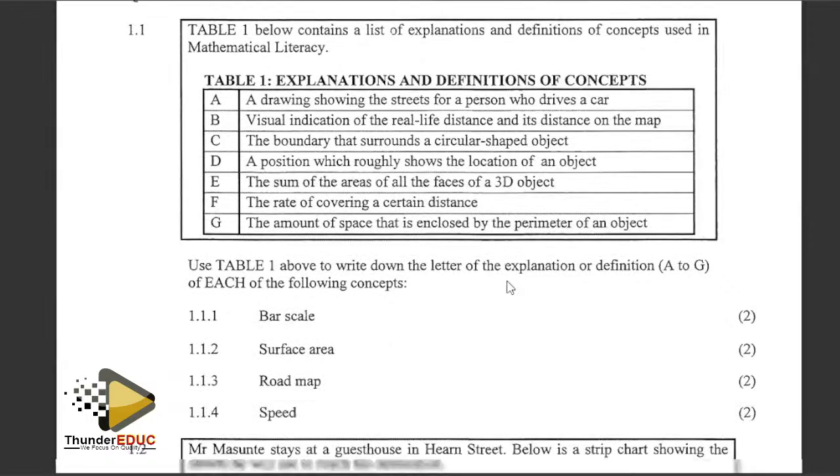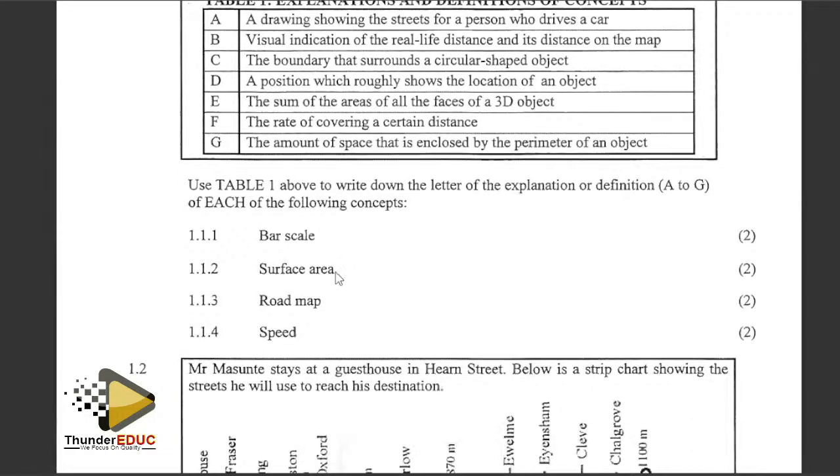All right, let's go there. Of the definitions up, which one represents the concept, which one explains these terms which are given down? They say use table 1 above to write down the letter of the explanation or definition, A to G, of each of the following. Now we look at a bus scale.